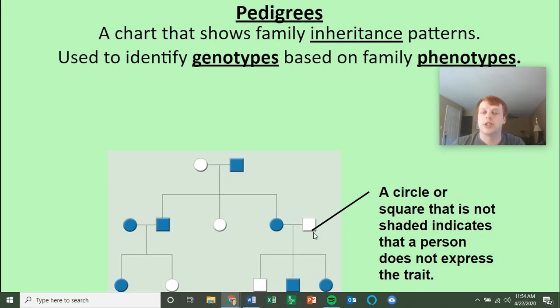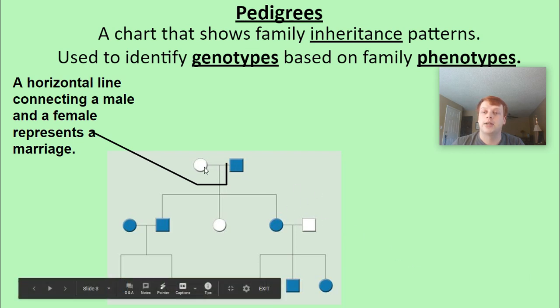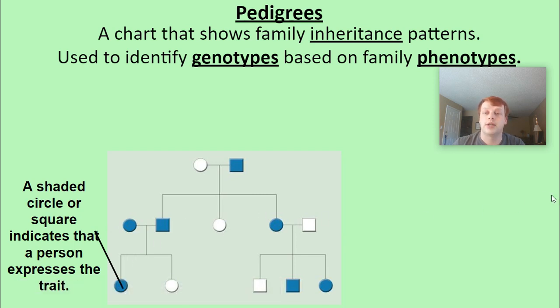If you have a circle that is not shaded like this or a square, then that person doesn't have the trait that we're looking at. If there's a horizontal line between two people, it represents a marriage or that they had children together. And then if you have a circle or square that is shaded like these two or the one that that's pointing at, that says that the person does have the trait.